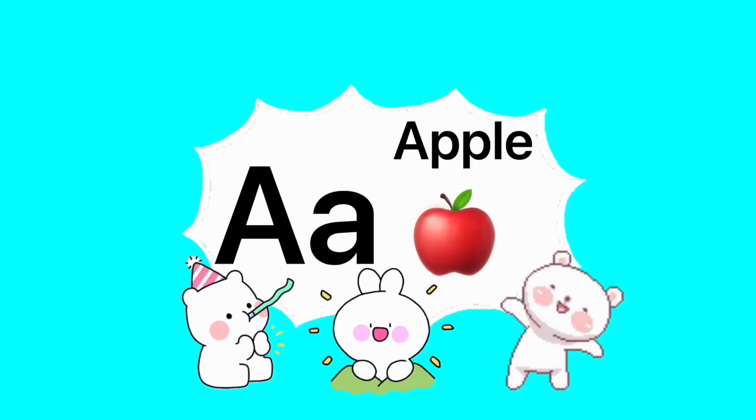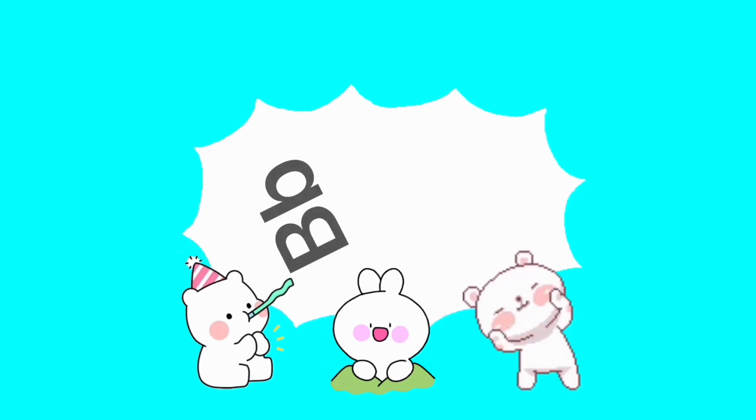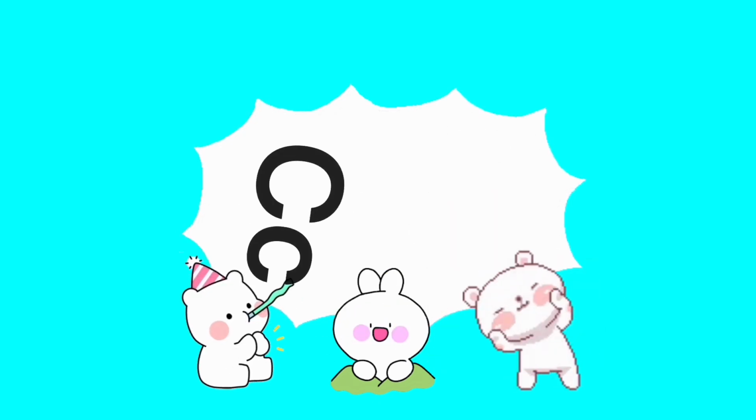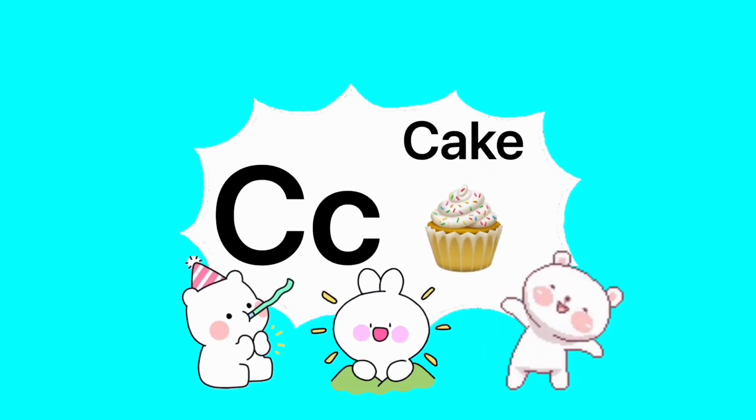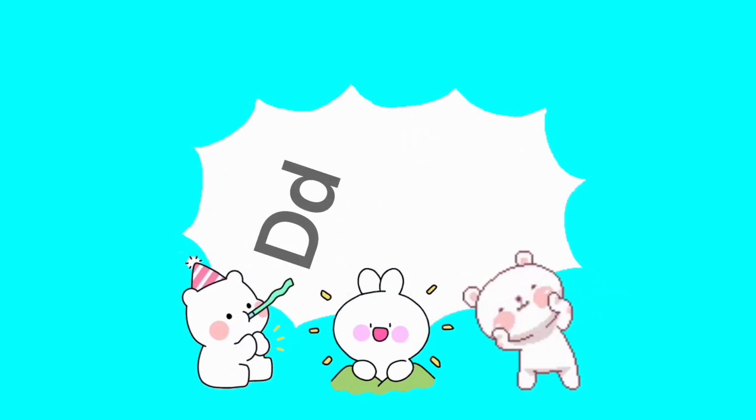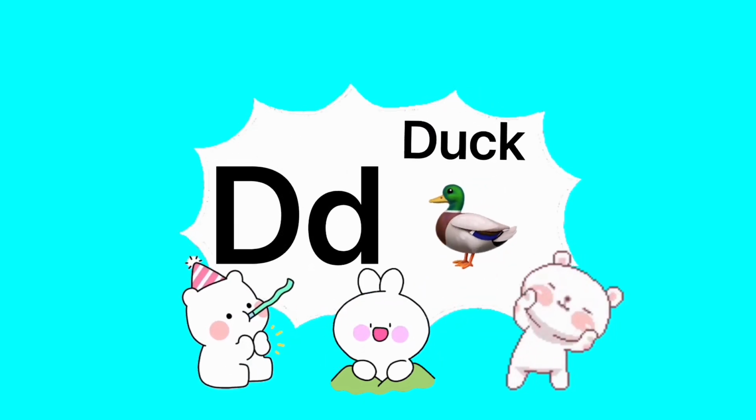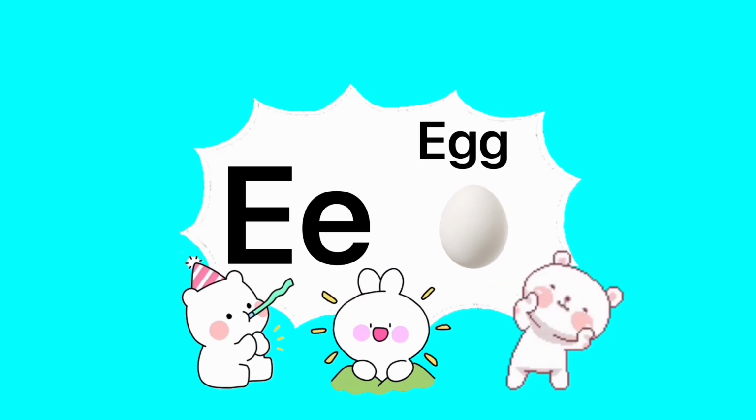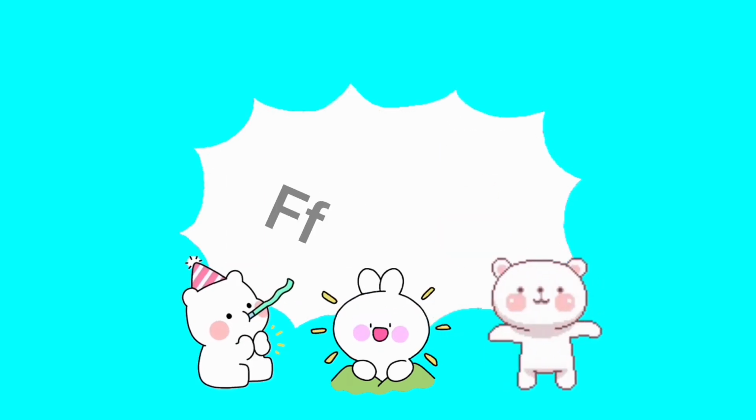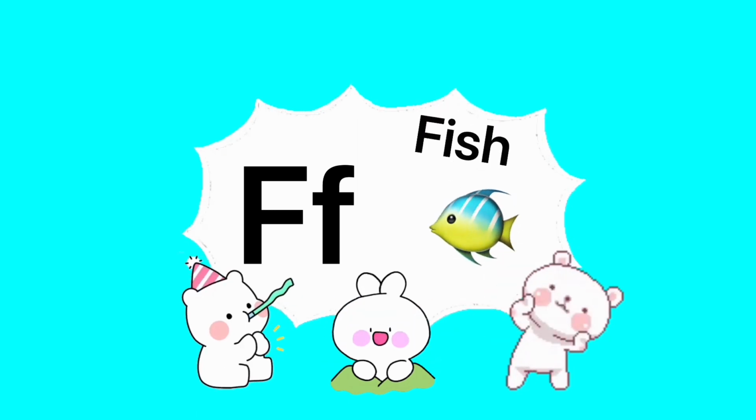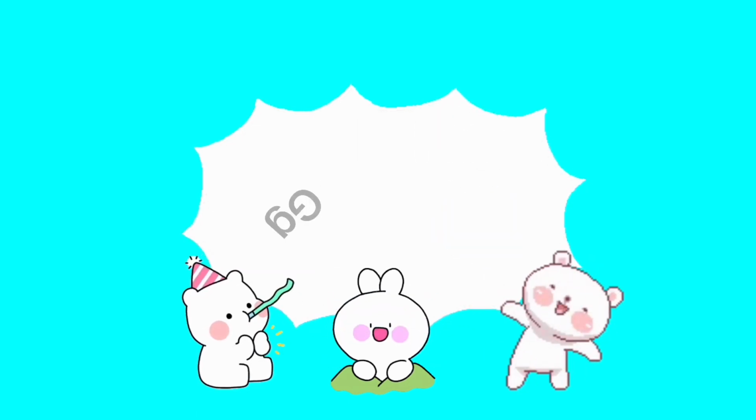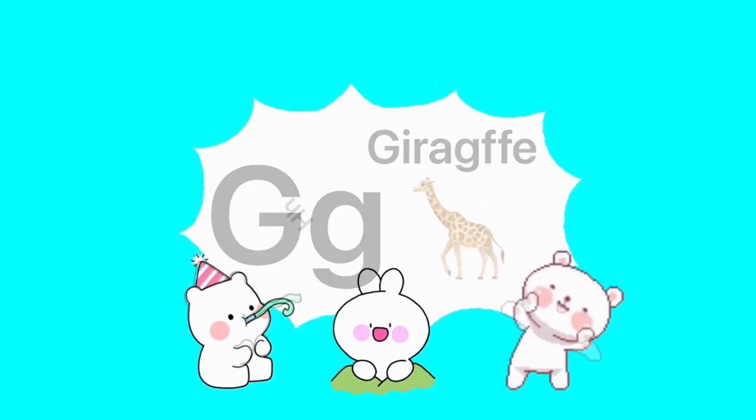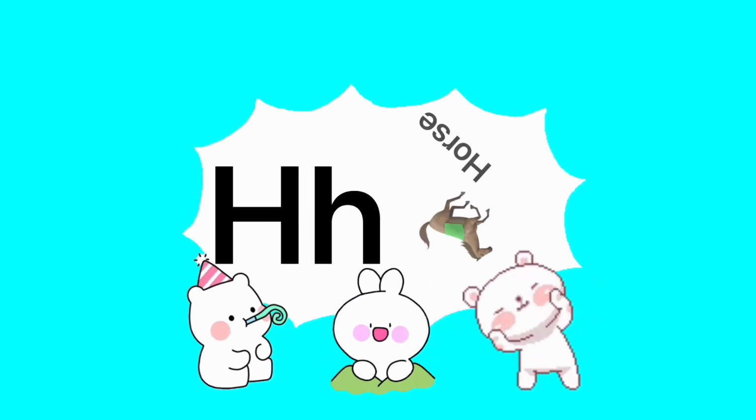A is for apple. B is for bee. C is for cake. D is for duck. E is for egg. F is for fish. G is for giraffe. H is for horse.